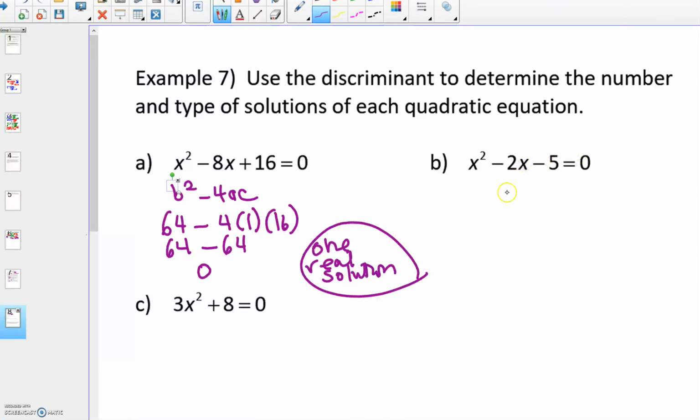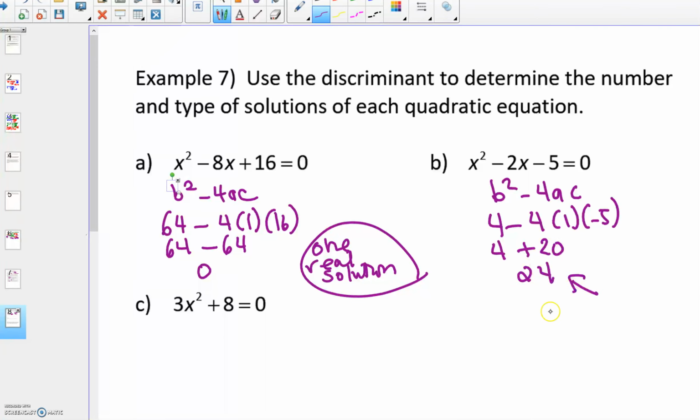X squared minus 2x minus 5, b squared minus 4ac is going to be 4 minus 4 times 1 times negative 5. So 4 plus 20, which is 24. This is positive, and because it's positive, I know that there's going to be two real solutions.